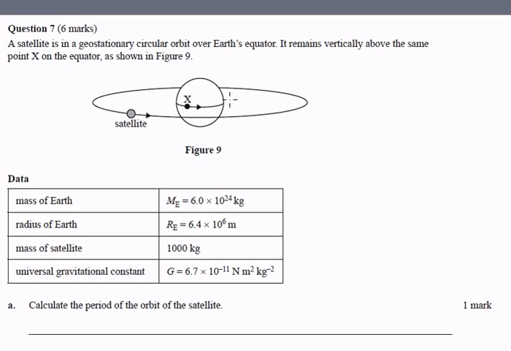We've got a gravity question here. Every year they've asked a gravity question, so don't be surprised when it comes up again this year. This one's the Earth, a satellite going around the Earth. It's in a geostationary orbit.